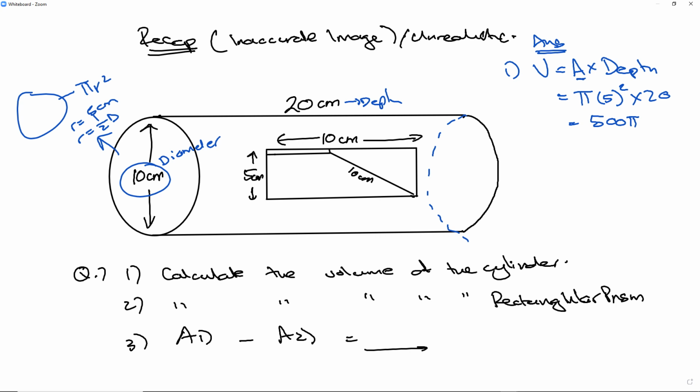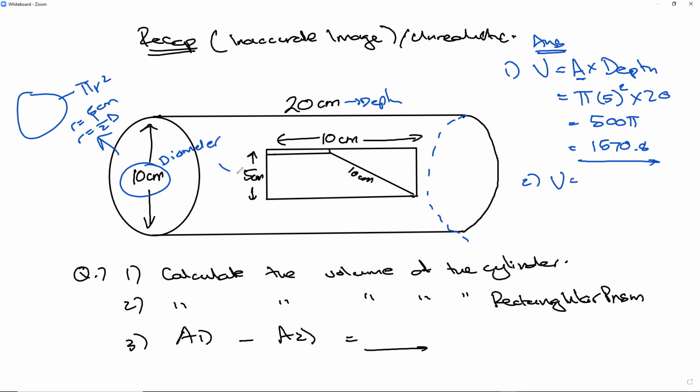And if I multiply it by pi, or 500 times pi, it will come to 1570.8. Okay, that's going to be the volume for question 1. Question 2 says calculate the volume of the rectangular prism.